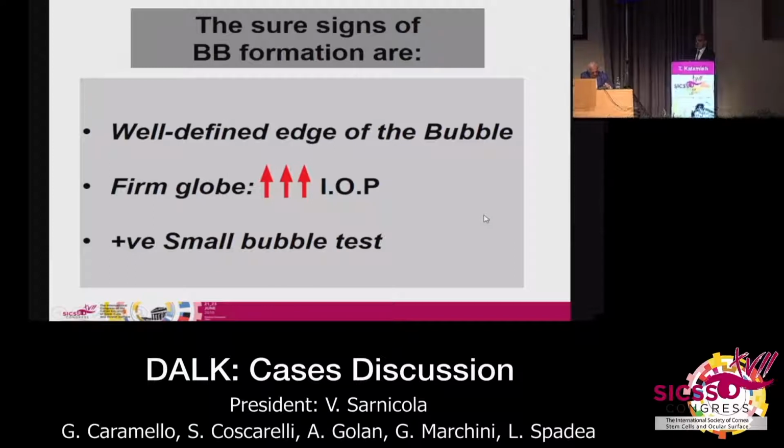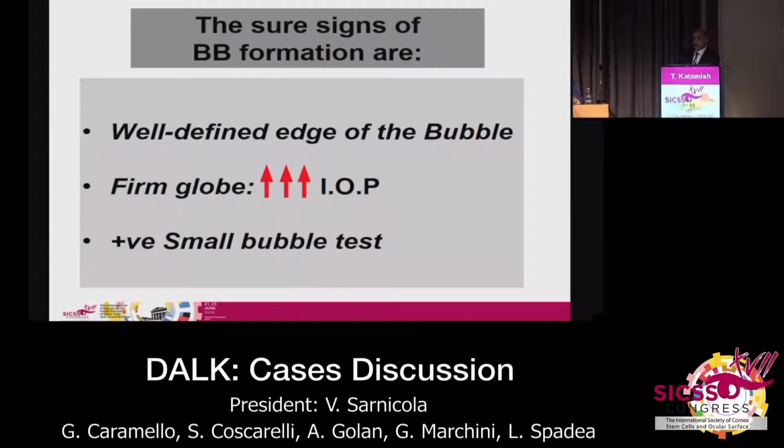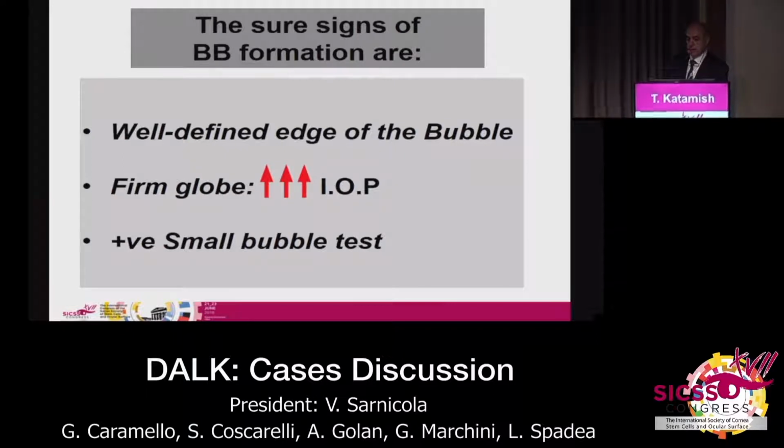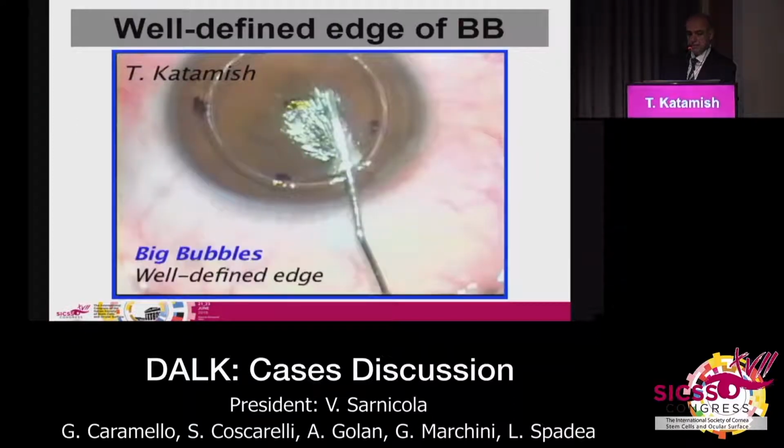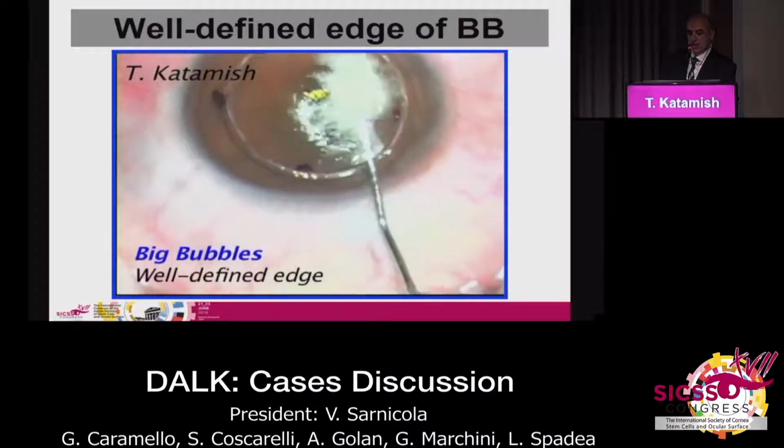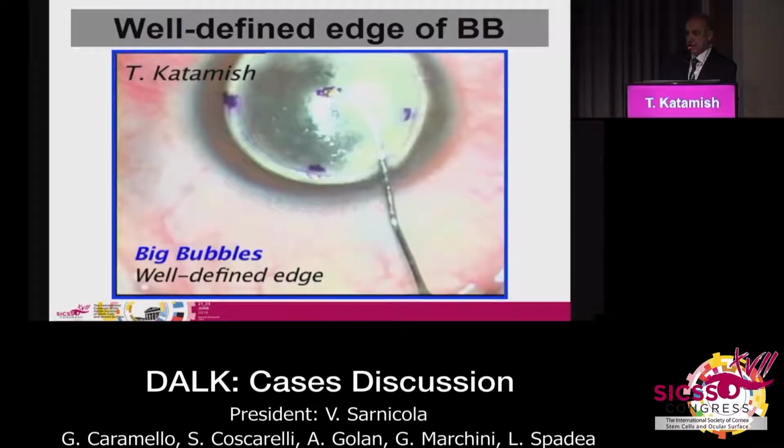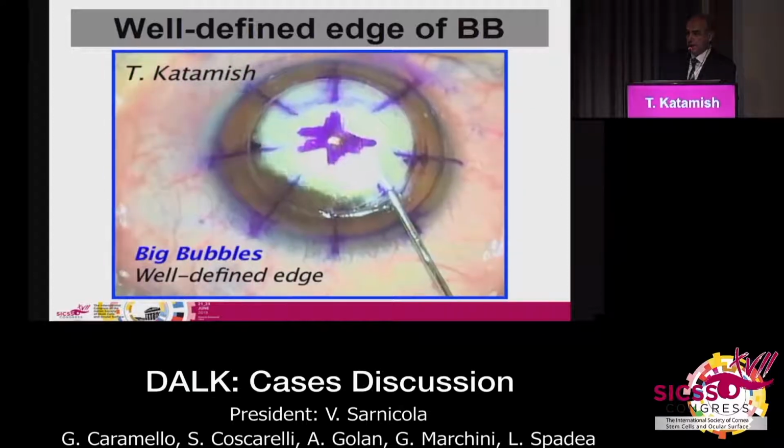The sure signs for big bubble formation are the very well-defined edge of the big bubble, and the intraocular pressure should be firm after the big bubble formation, and the burst of the small bubble test. So this is the well-defined edge of the big bubble. It is mandatory to have this well-defined edge when you get the bubble.